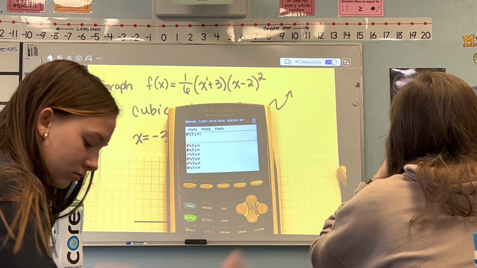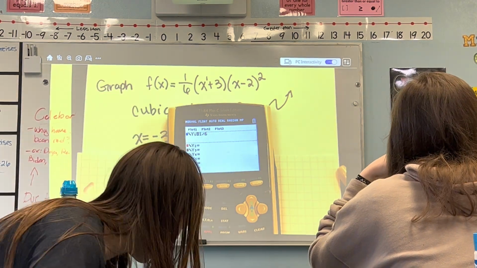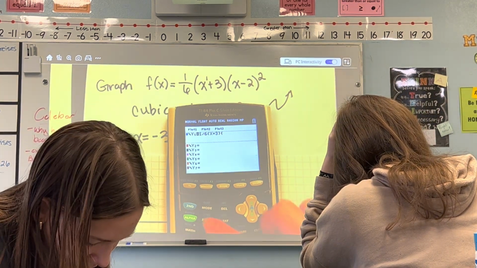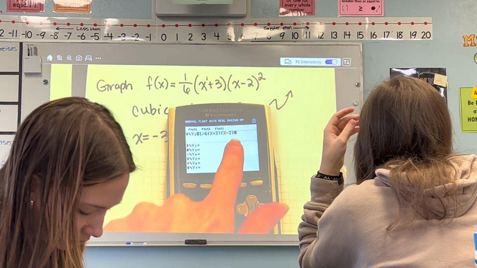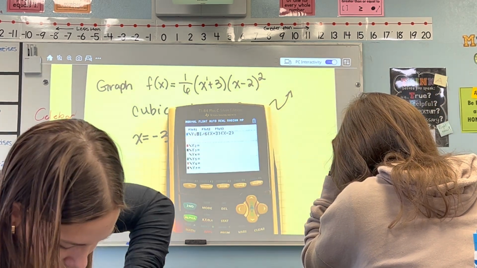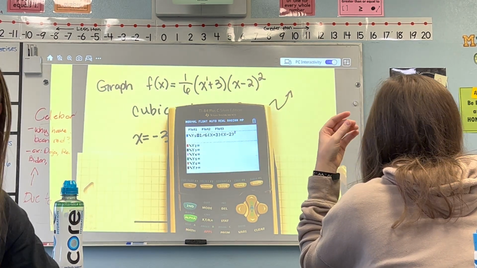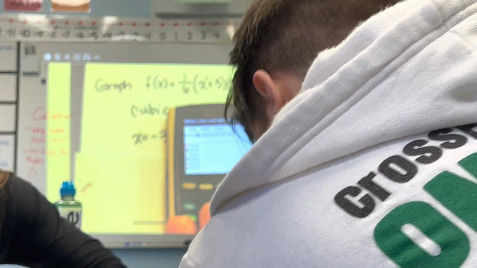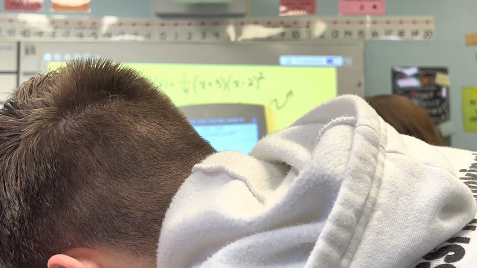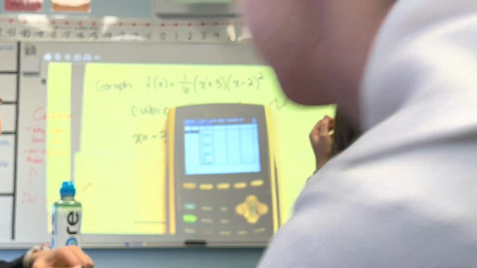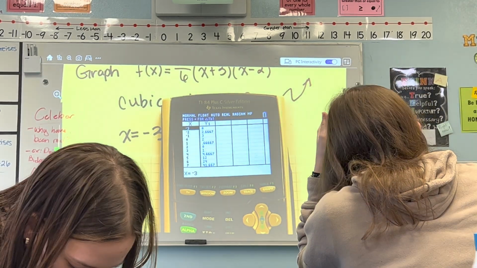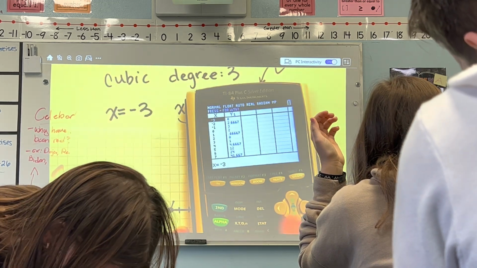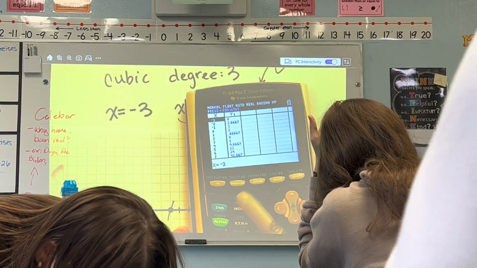So plug this in. We need to do 1/6 times x plus 3 times x minus 2. Be careful, when I did this with the last class I forgot to put that squared. So make sure you put the squared. And then we can go to the table right there above graph. If you hit second table, this will give me those values that I need.